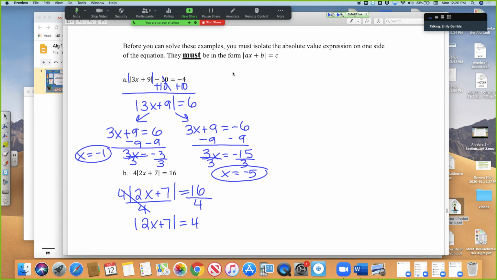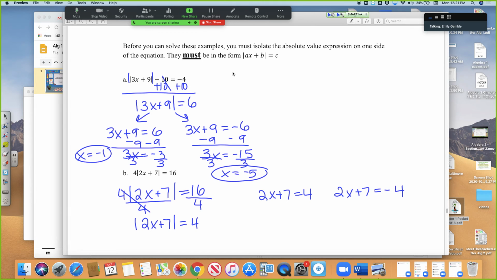What is one equation I will split it up into to solve? Carl? 2x plus 7 equals 4. Perfect. Notice, it's just the same equation without the absolute value bars. The second one's a little bit more difficult. What's the second equation I will solve? Liam? 2x plus 7 equals negative 4. Perfect. So here's the 2 equations.